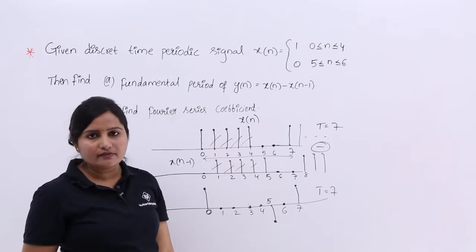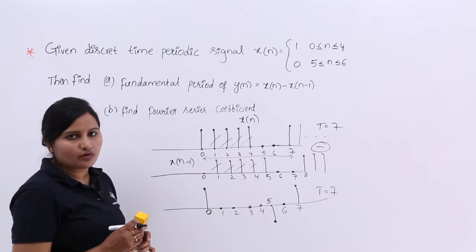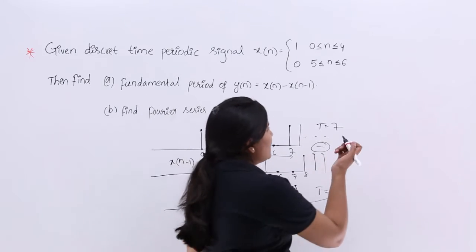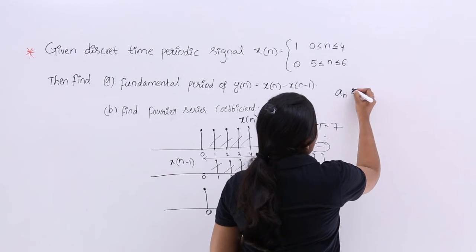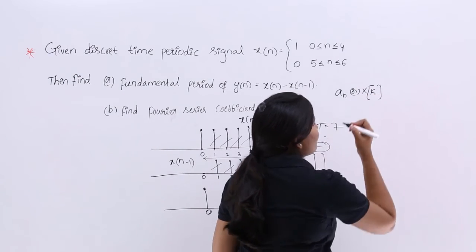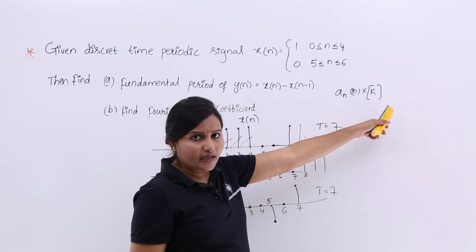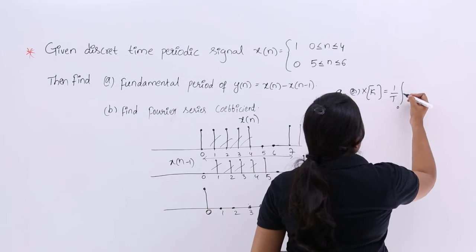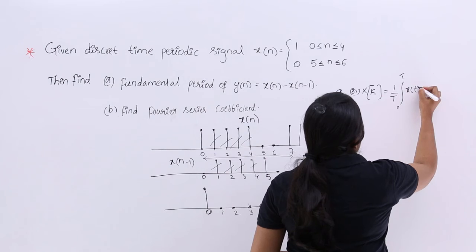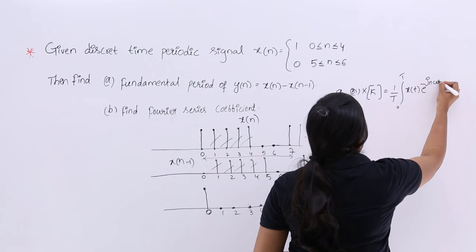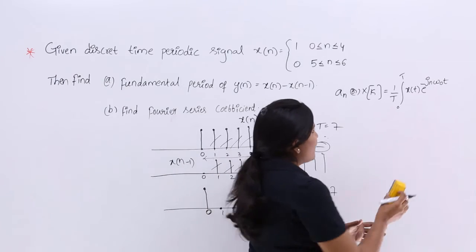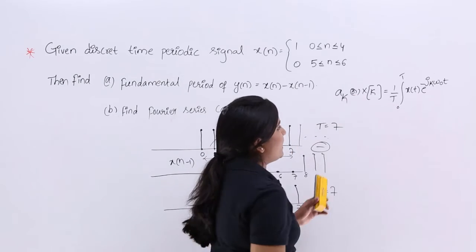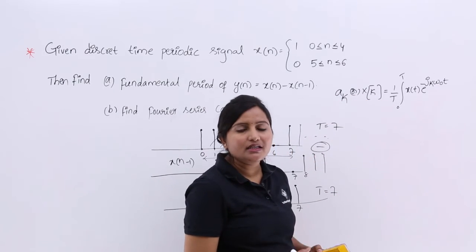Now, coming to the second part of the question, find the Fourier series coefficient. For the normal Fourier series coefficient, we have a formula. You can represent the Fourier series coefficient by a n or x of k, which is equivalent to 1 by T integral 0 to T x of t into e power minus j n omega naught t, or jk omega naught t you can consider. If this is a k or x of k, you can represent the Fourier series coefficient.